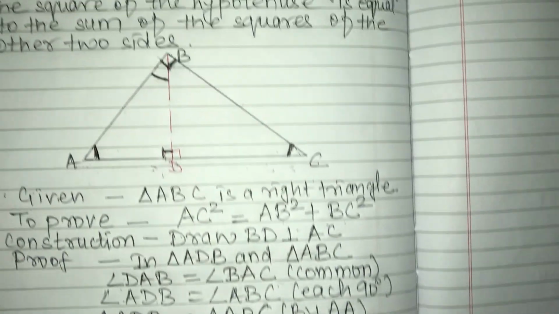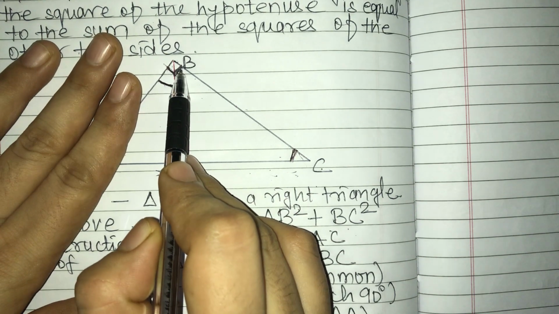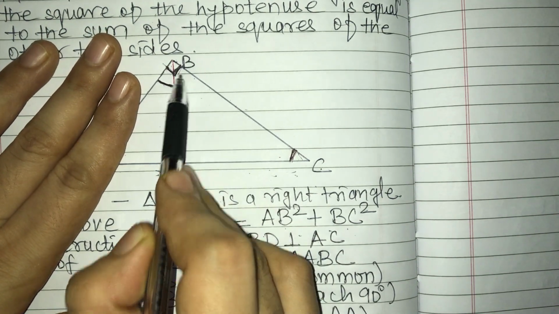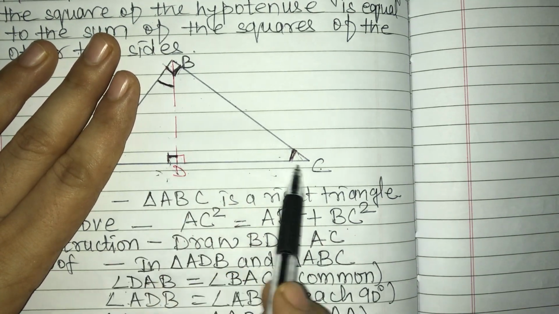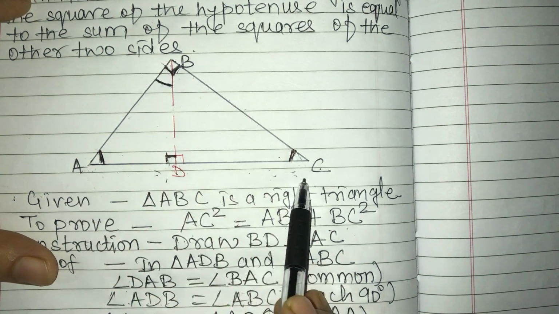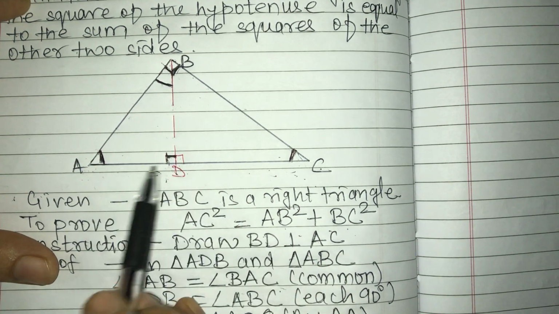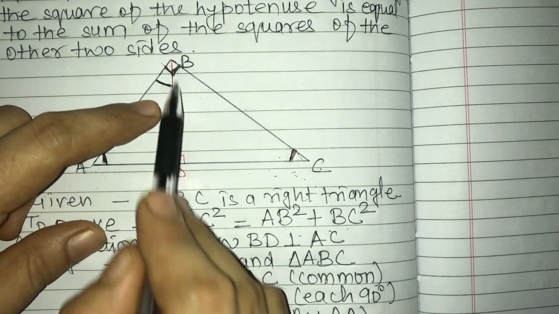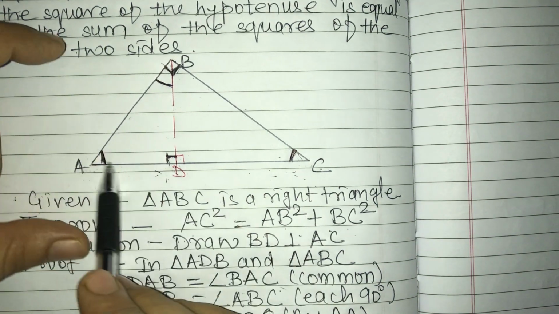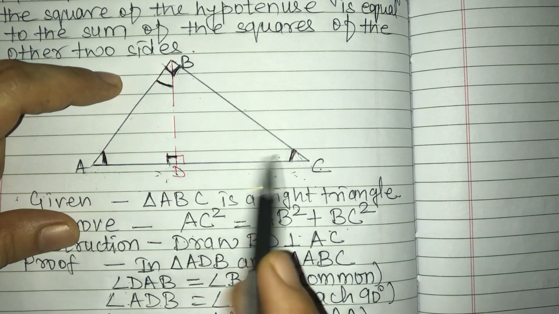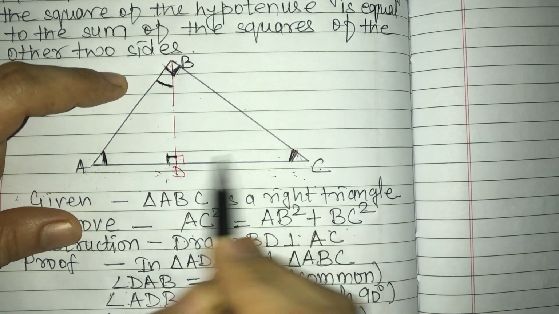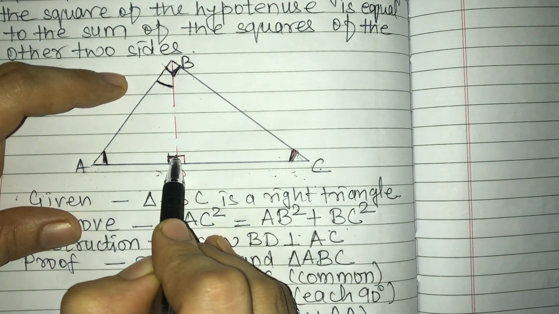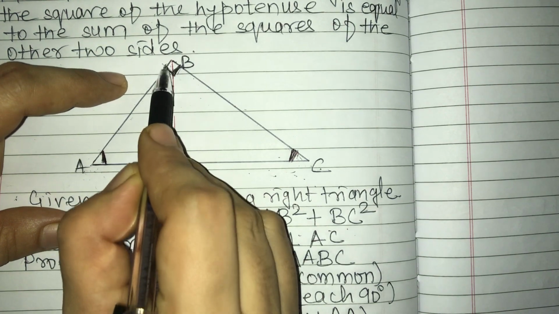Now I am doing the same thing with this triangle BDC, and again I am taking the bigger triangle ABC. So again by the same criteria, this triangle BDC is similar to triangle ABC. Why? Because angle C is the common angle, and this right angle is equal to this right angle.